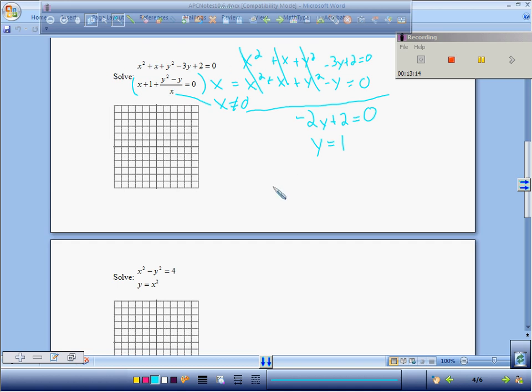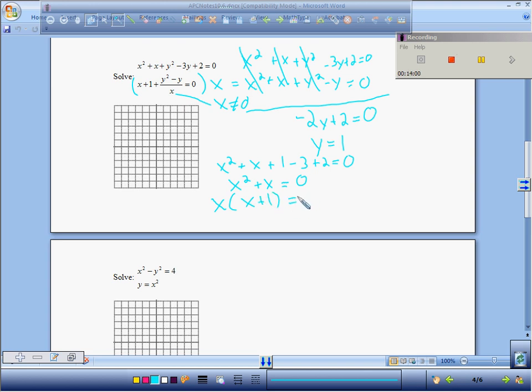But then you have to find x. Okay? So I would plug into this one, y equals 1. So you get x squared plus x plus 1, right? Minus 3 plus 2 equals 0, which gives you x squared plus x. 1 minus 3 is negative 2, plus 2 is 0. Oh, look at how nice. And then what you have to do with this is factor out an x from both of these. x times x plus 1.